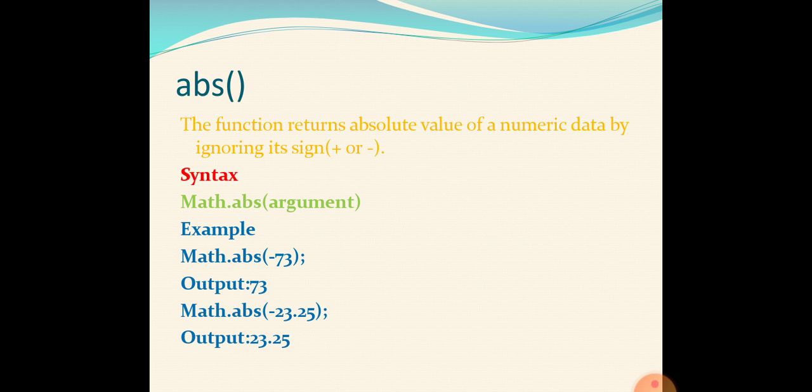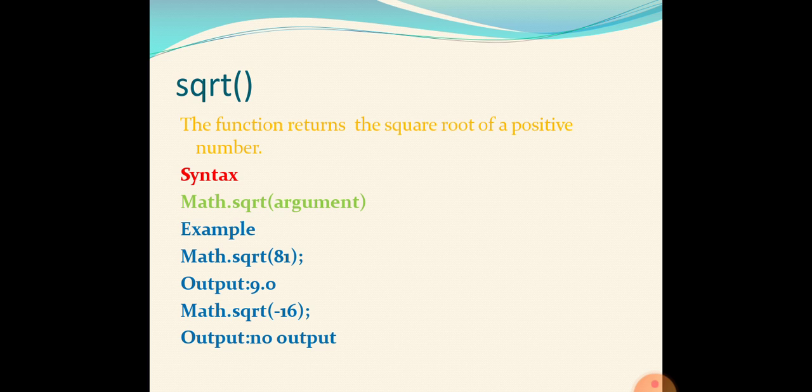The first one is the abs function. The function returns the absolute value of a numeric data by ignoring its sign, plus or minus. That is, the syntax will be Math.abs and then inside we need to write the argument. So if we are giving an integer argument, it will return an integer value. Minus 73 is given as an argument, so it returns positive 73. Similarly, when a double or float argument is passed, we get the answer in double format or float format.